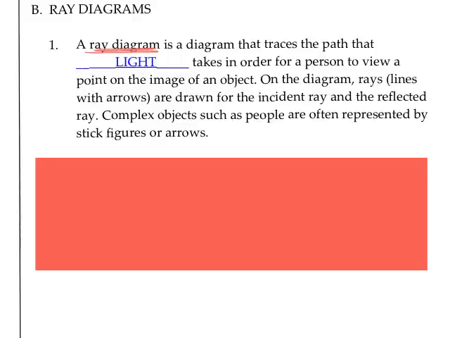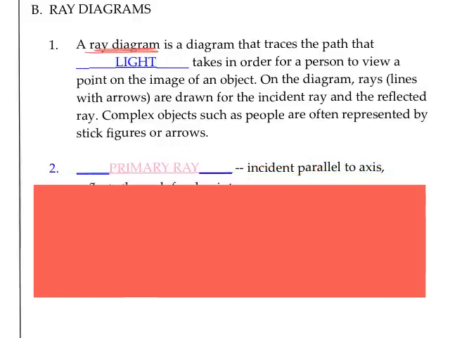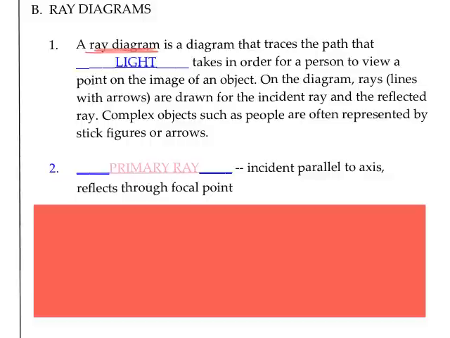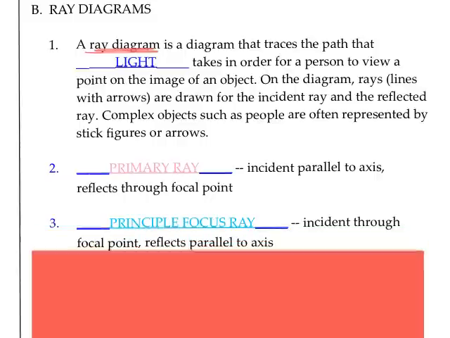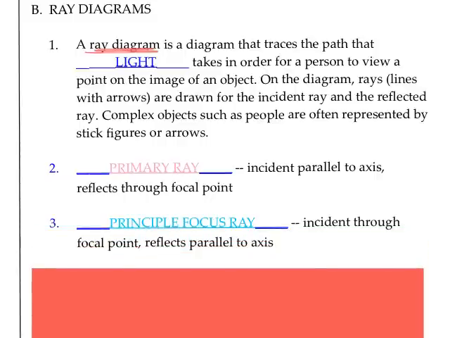So the light rays that we are going to be drawing, the first one is called a primary ray, and it's going to be incident parallel to the axis and reflect through the focal point of our mirror. And then we also have what's called a principal focus ray, which is a light that's incident through the focal point and will reflect parallel to the axis. So again, I'm going to color code my light rays. So if you wanted to do that and follow along with me, get two different colors.